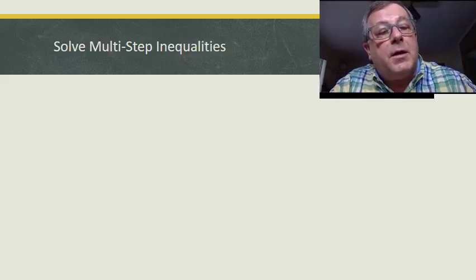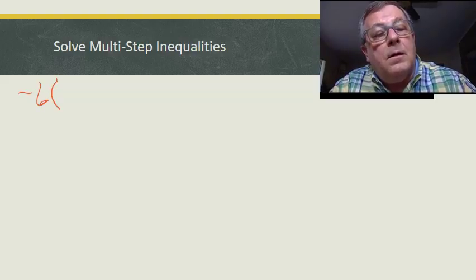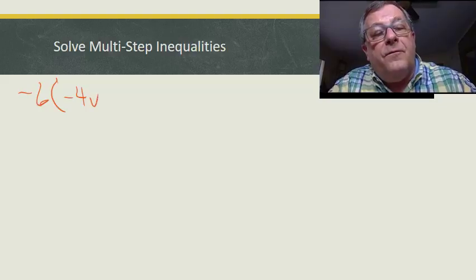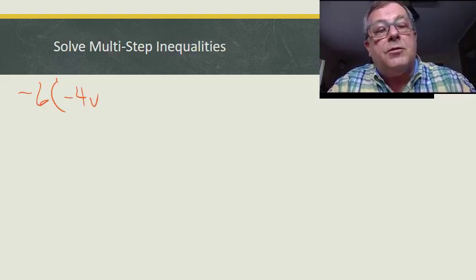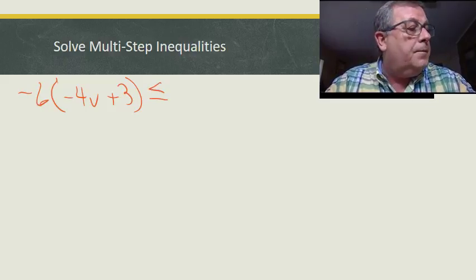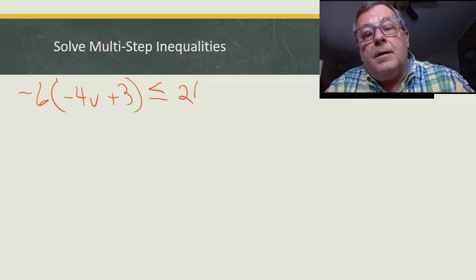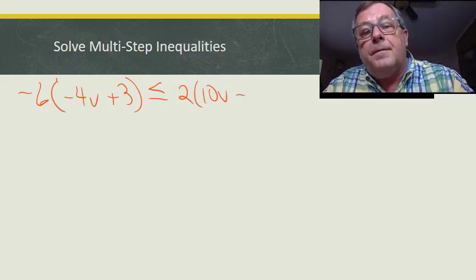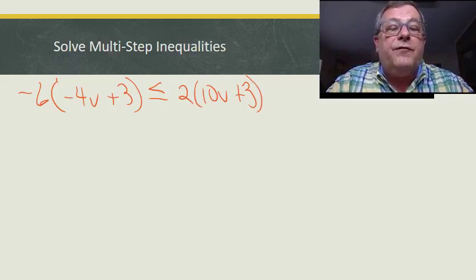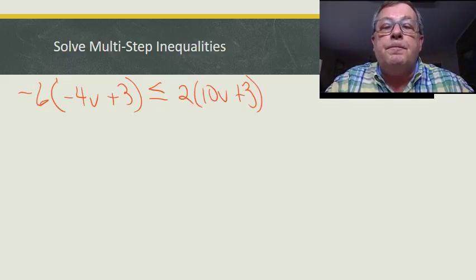All right, let's start with this. We've got negative 6 times negative 4v plus 3, in parentheses, is less than or equal to 2 times 10v plus 3. Now, does anybody have any idea what I need to be doing first to get this done?